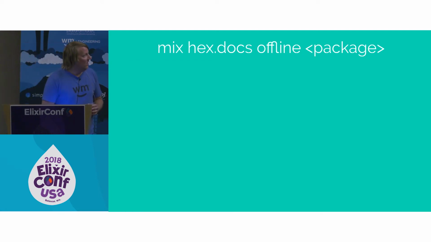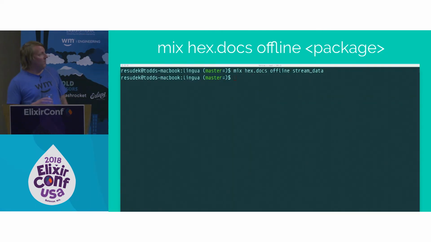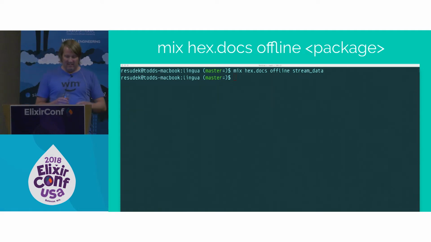All right, so offline package. OK, so let's say you want to view the docs for a specific package, but you are not online currently, so you don't have an internet connection, or you want to fetch them and then view them right away. So mix hex.docs offline and then package will check and see if you have that documentation in your Hex home folder already, and if so, it'll open it. If not, it will go out to fetch them and then open them right away. So this is kind of like doing a fetch and an offline at the same time.